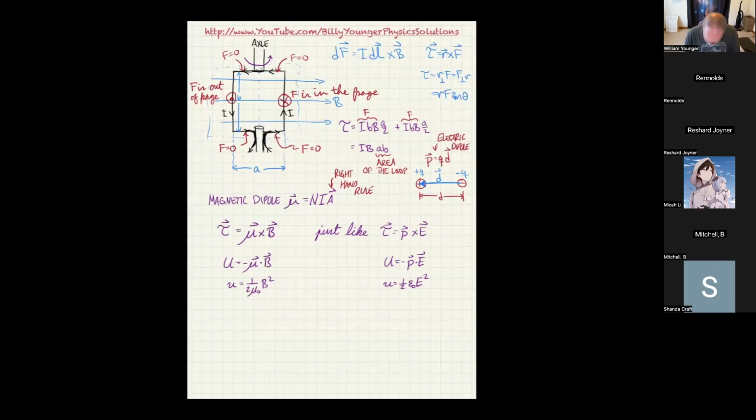You should be able to tell that the units for the magnetic dipole moment, mu, is actually equal to amps times meters squared.